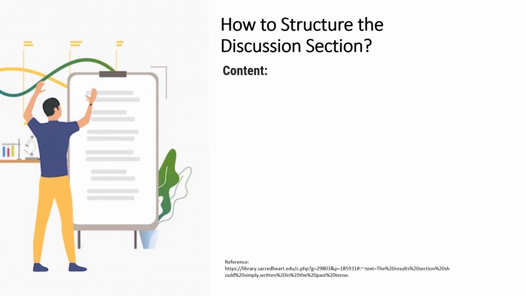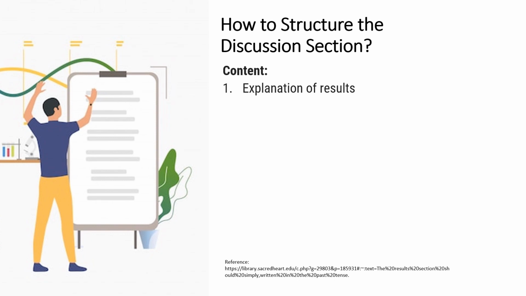So how about the content? What should be part or included in the content of the discussion section? First is the explanation of the results. Since this is the discussion of the results, you are done presenting the results in the results section. So it's your time now to explain the results. Some of the misconception of research students is that they just simply summarize the results here in the discussion section. You do not do that. No, you have to explain the results.